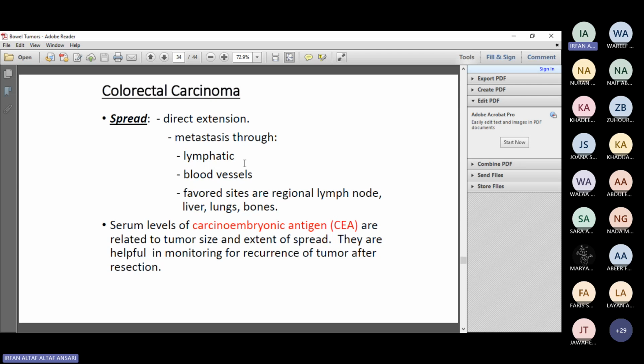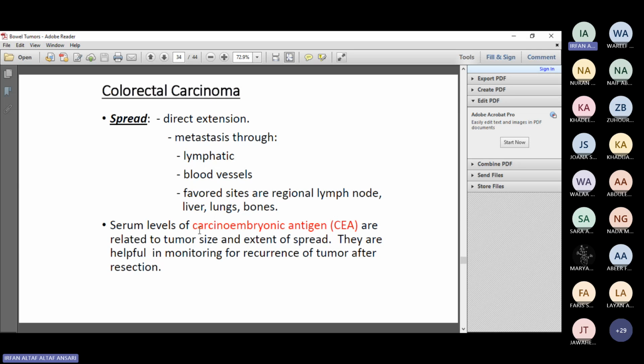As it is a carcinoma, lymph nodes will be the favorite site for it. While sarcoma usually goes by hematogenous spread. But carcinoma can also go through the blood vessel, most commonly to the liver, obviously, because of the drainage through the vein. It goes to the liver, but it can also go to the lungs and the bones.